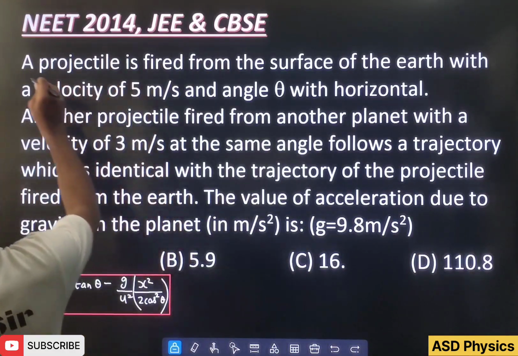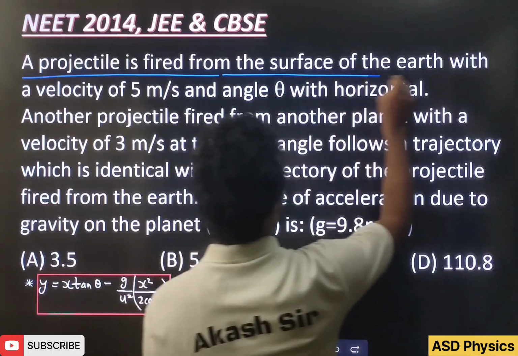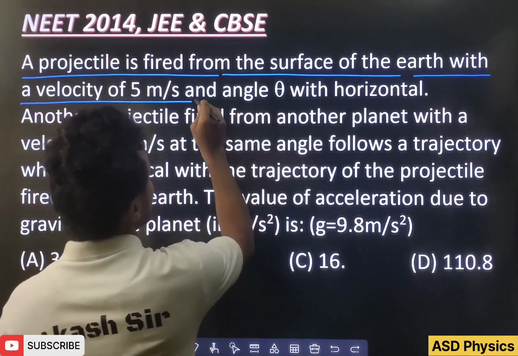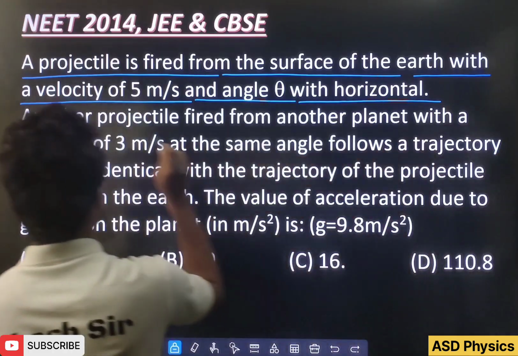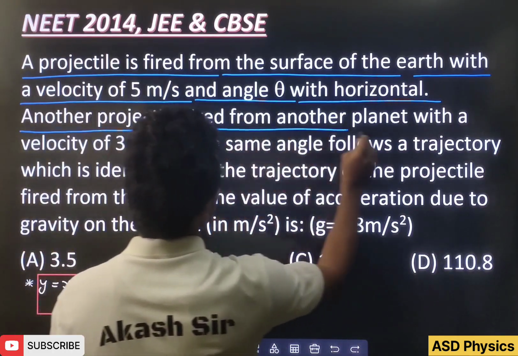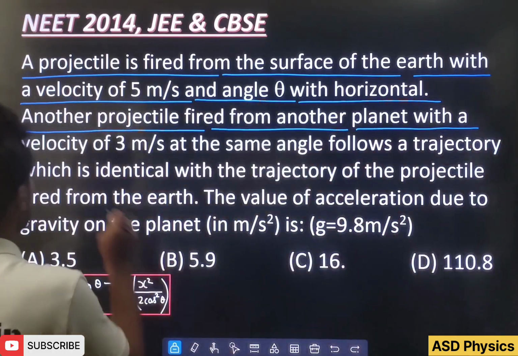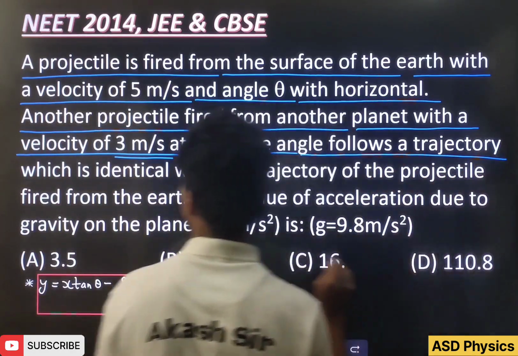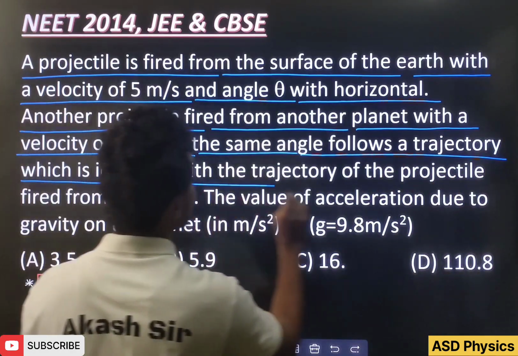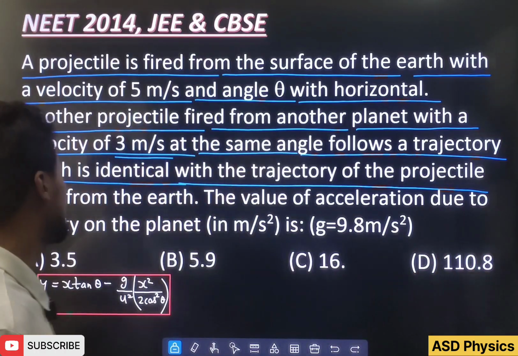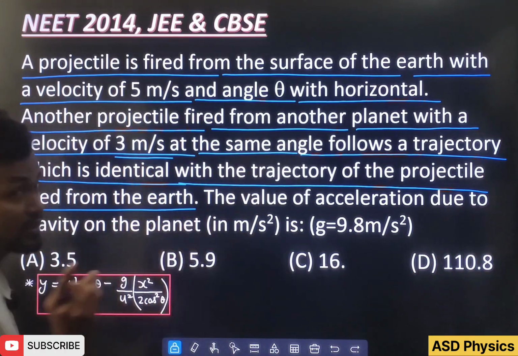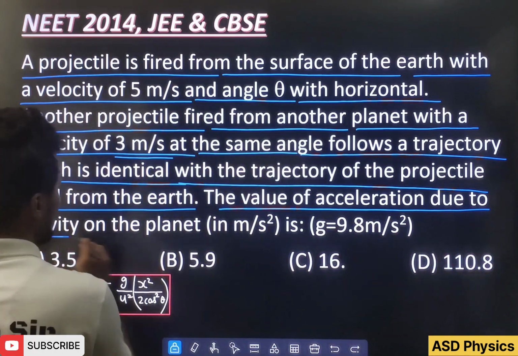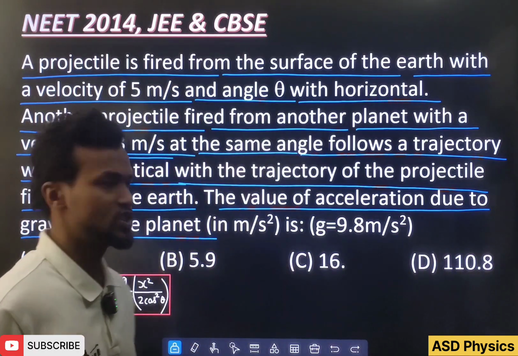A projectile is fired from the surface of the earth with a velocity of 5 meter per second and angle theta with horizontal. Now, another projectile fired from another planet with a velocity of 3 meter per second at the same angle follows a trajectory which is identical with the trajectory of the projectile fired from the earth. Trajectory is identical. Okay, now see, the value of acceleration due to gravity on the planet is how much here?